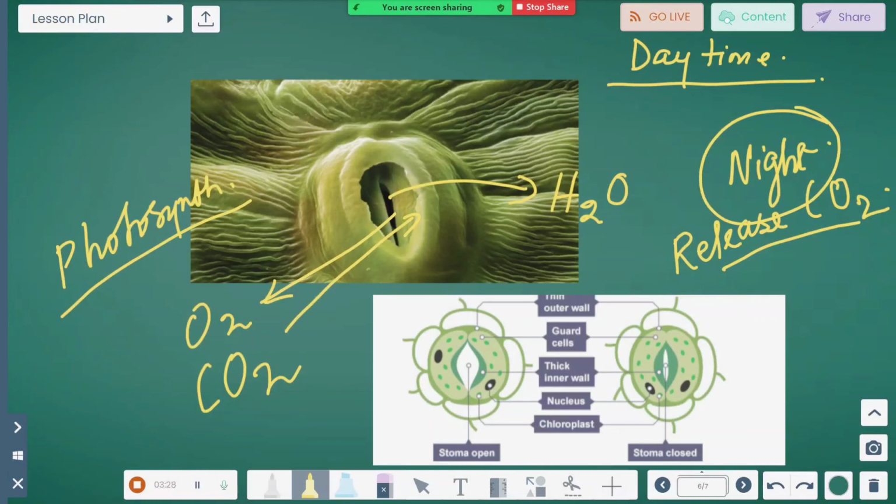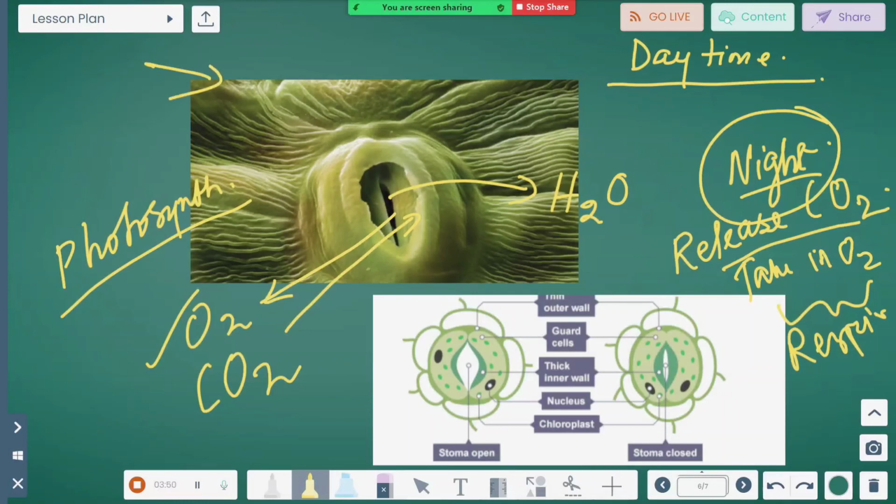So during daytime, what is released? Oxygen is released and carbon dioxide is taken in, and during night time they release carbon dioxide while they take in oxygen. This process is your respiration, while the other one was your photosynthesis. I hope this is clear, and the image that you are seeing has been taken through an electron microscope. This is the real image of a stomata taken through an electron microscope. I hope this is clear.